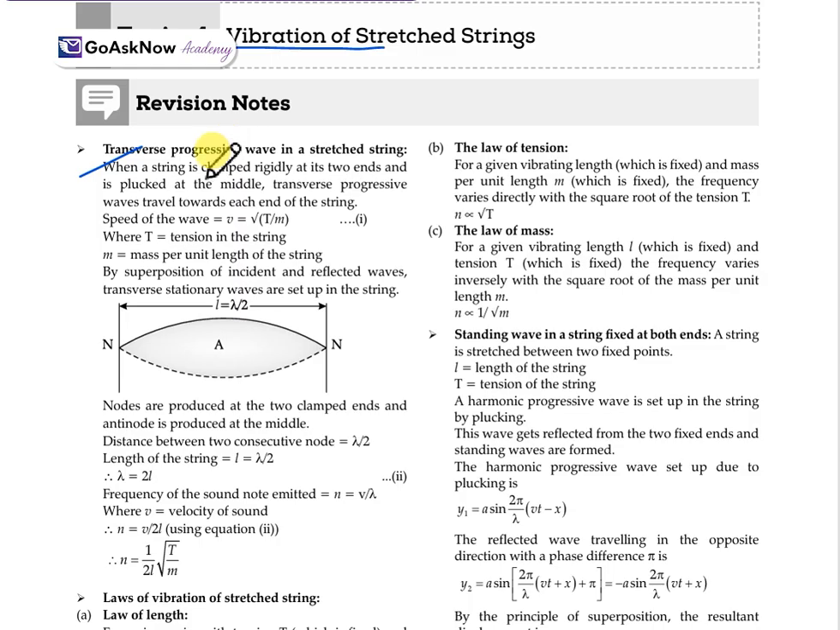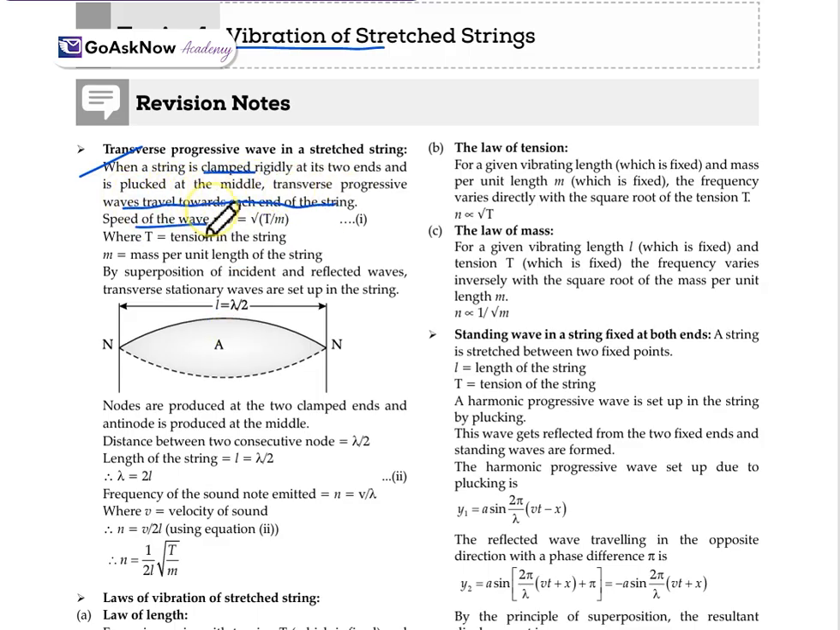When the string is clamped rigidly at its two ends and plucked in the middle, transverse and progressive waves travel towards the ends of the string. You can see it has been clamped at the two ends, and when we pluck at the middle, the transverse and progressive wave travels towards each end of the string.